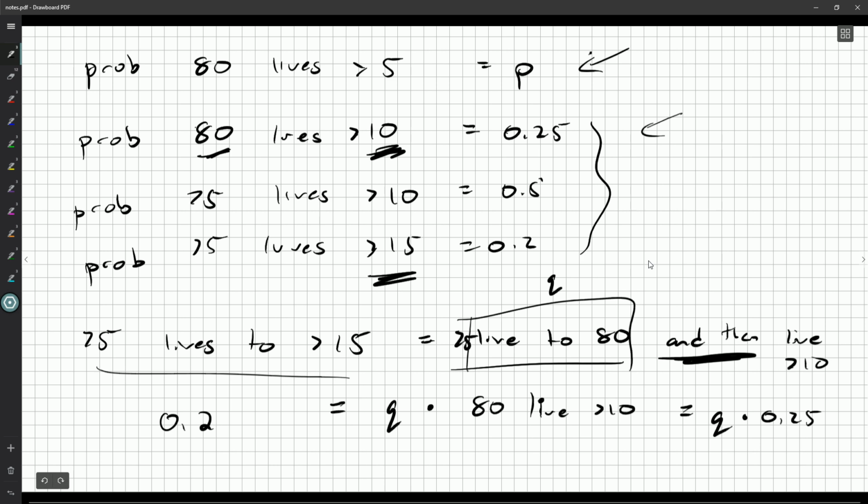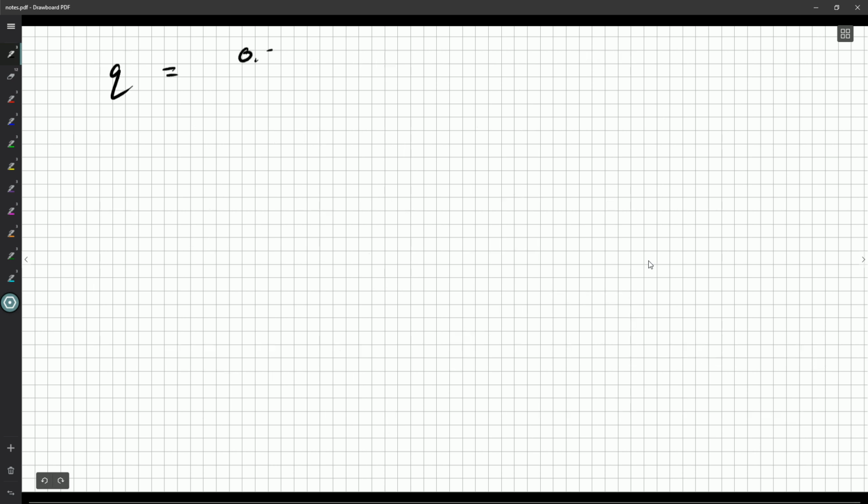And you're saying, how does that help? That's not the original probability that you're asked for. Give me a moment. 0.2 over 0.25, so that should be 4 out of 5 or 80. So 0.8. So there's an 80% chance if you're 75, you'll live to your 80.